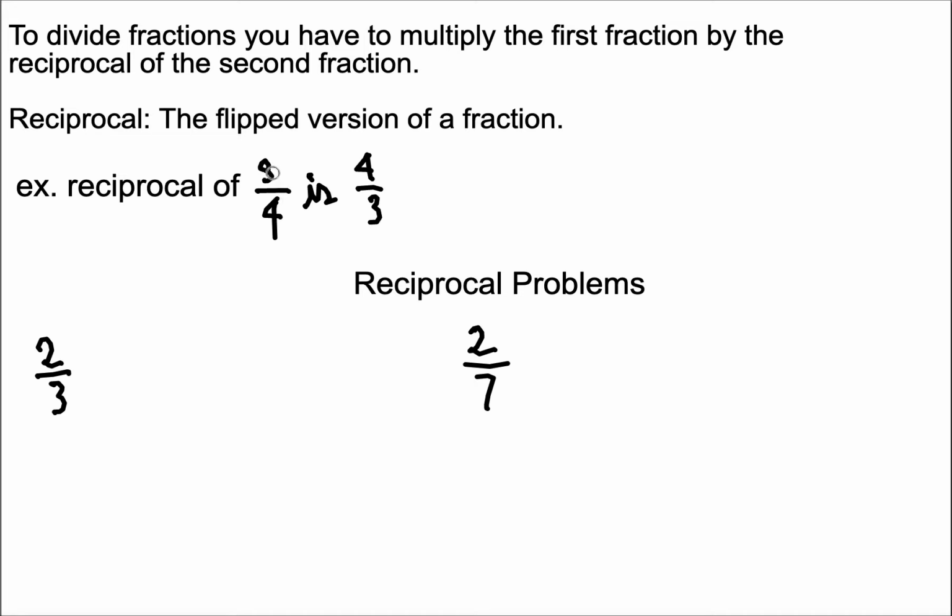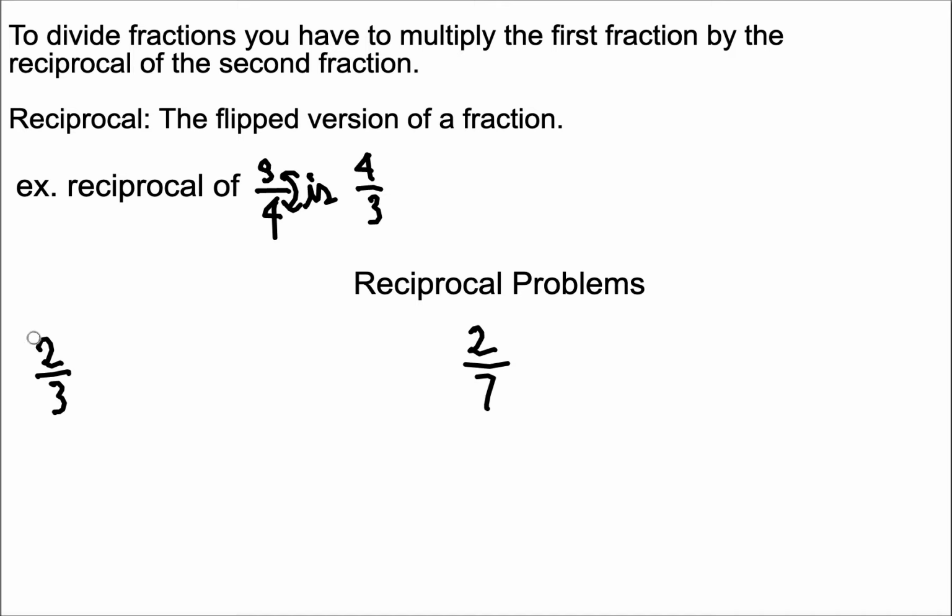Since we had 3/4, the numerator was 3 and the denominator was 4. You swap them and you make the numerator 4 and the denominator 3, and you get 4/3. Here are some problems where we are required to find the reciprocal. It's some easy practice to prepare us for dividing.